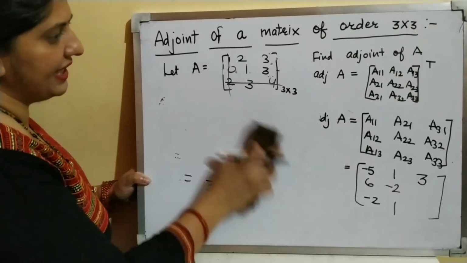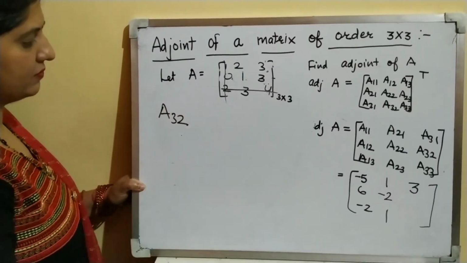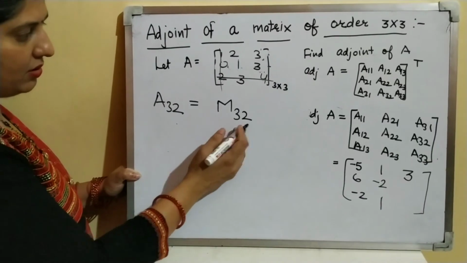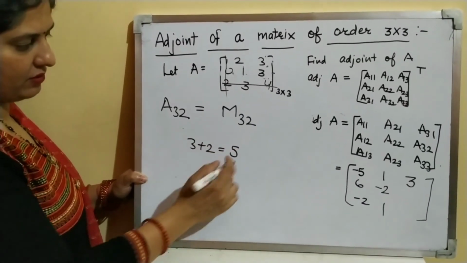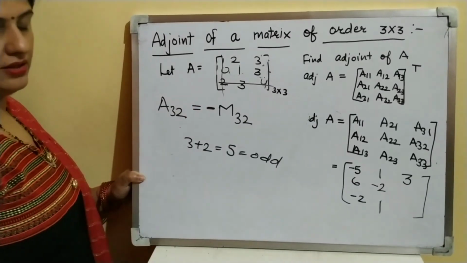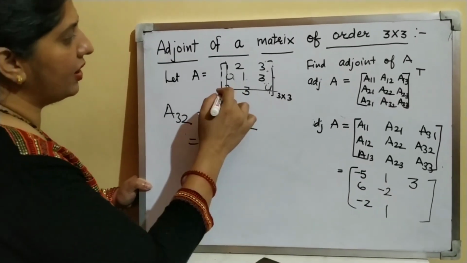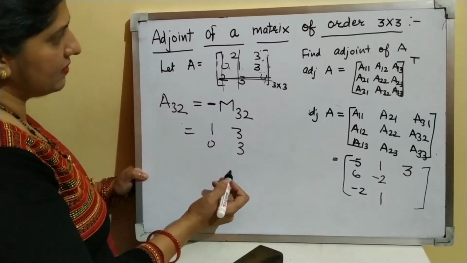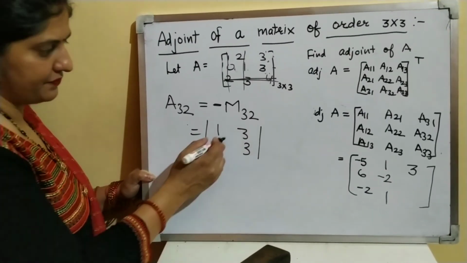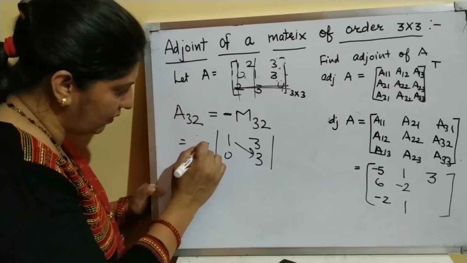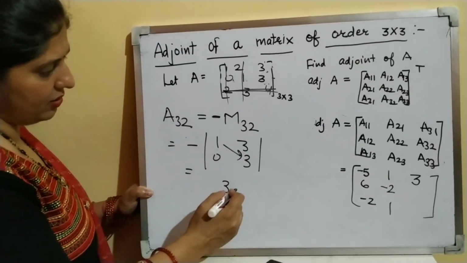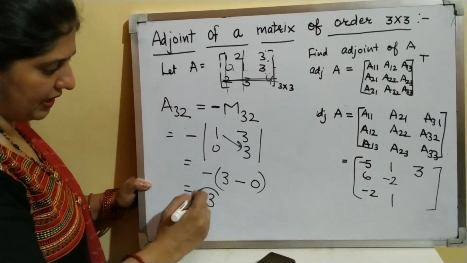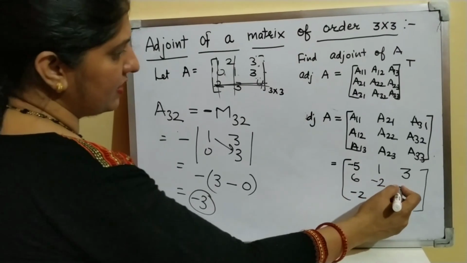In the same way, calculate A32. A32 is equal to the minor of the corresponding element. The sum of the suffixes is 5, which is odd, so the sign will be negative. Delete the third row, second column. Write all other entries as they are. Take the determinant: 1 into 3, 3, minus 0 into 3, 0. Use the negative sign. We get minus 3. So A32 is minus 3.